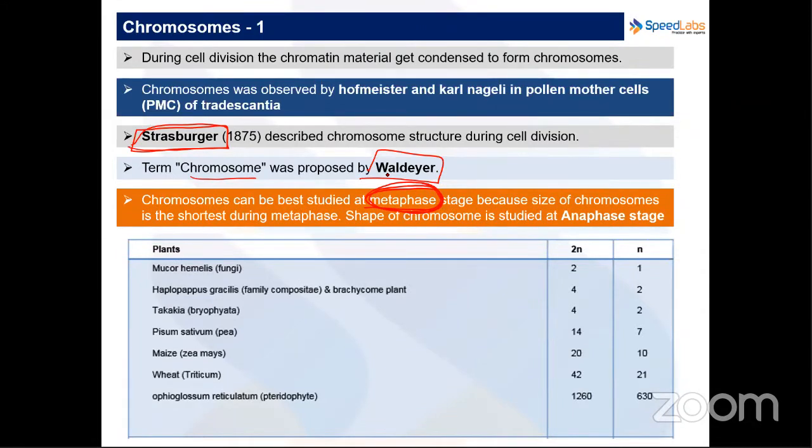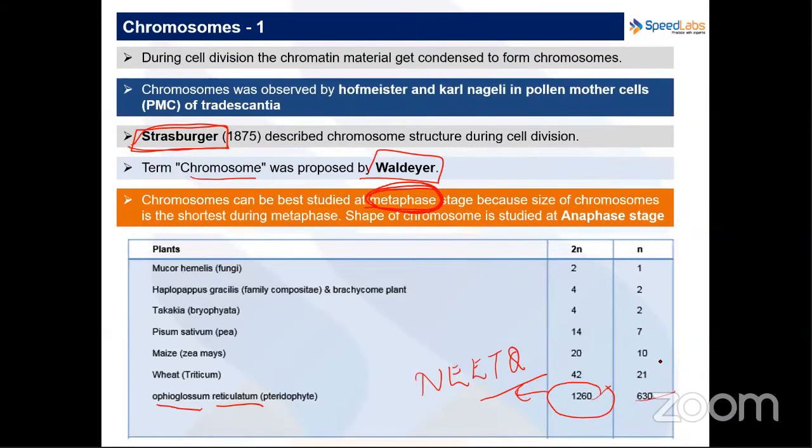And look at the number of chromosomes. They do ask you this question. This is a NEET question: maximum number of chromosomes. Ophioglossum reticulatum is a pteridophyte, that means it is in the fern category. So Ophioglossum reticulatum has the maximum number of chromosomes. The diploid number is 1260, and the haploid number is 630, half of that.